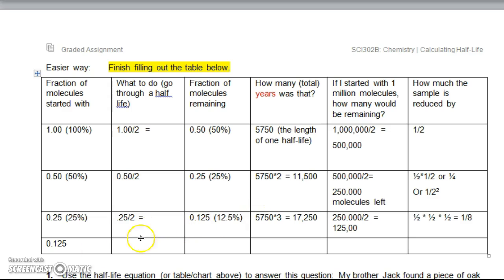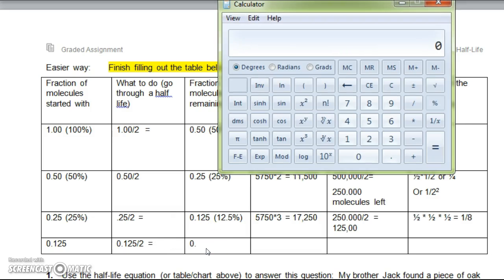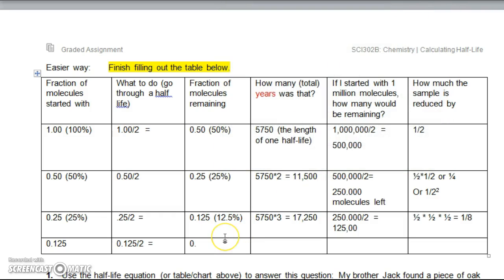So now we have 0.125. So we did 1 half-life, 2 half-lives. We're going to do a 3rd half-life. So what's our fraction remaining after another half-life? About 0.0625, or about 6%. How many years did it take for all of this to happen? How many years did it take to go from 100% down to about 6%, assuming that it's carbon and each half-life is 5,750 years long?